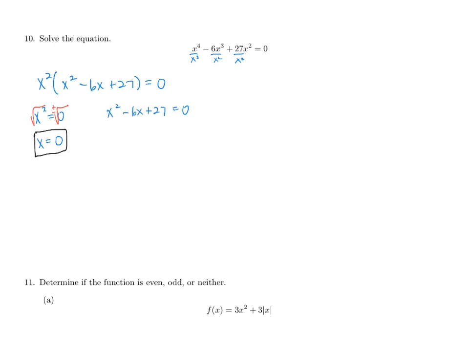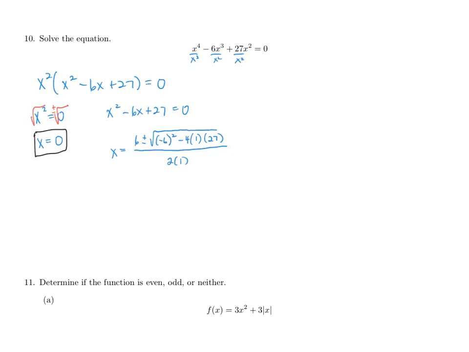And if we're being technical, it's a multiplicity two, if you remember learning about multiplicities, right? Because we have x squared equals 0. So now we're going to solve the other one. So to solve this quadratic, we're going to use the quadratic formula. So x equals the opposite of b, so that would be the opposite of negative 6, so it would be positive 6, plus or minus the square root of b squared, so negative 6 squared, minus 4 times a, which is 1, times c, which is 27, all over 2 times a.